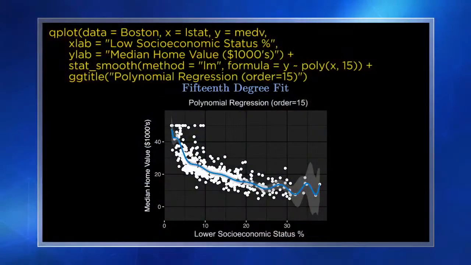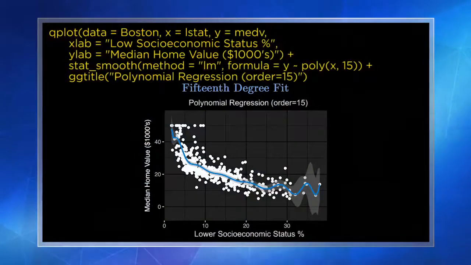All right, you might be asking, why stop at fifth degree when you could go to the 15th degree? I mean, why not? Let's just see what happens if we ramp up to the 15th degree polynomial fit of our data. Now, here's the code to do that in R, and here's the output.